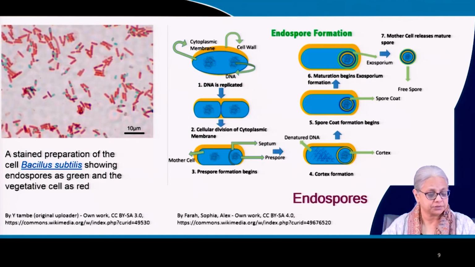Here is an example of endospores of Bacillus subtilis. So you have this stained preparation, and you can see the green structures are the endospores, and the red cells are the vegetative cells.